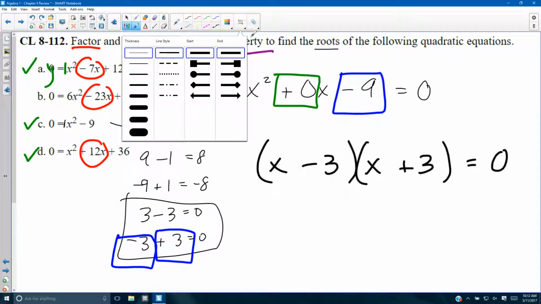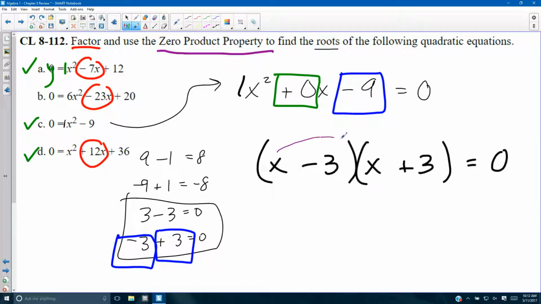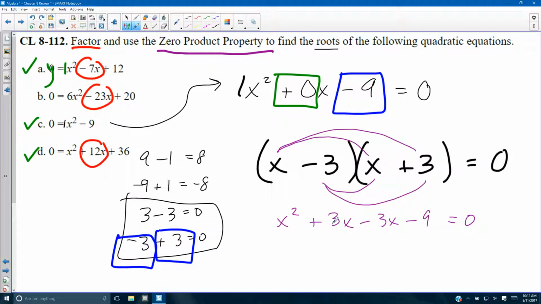Okay, how do you know if you're right? Well, you could double check this by distribution. I could multiply x by x by 3, negative 3 by x, negative 3 by 3, and combine like terms. X times x is x squared. X times 3 is 3x. Negative 3 times x is negative 3x. Negative 3 times 3 is negative 9. 3x minus 3x is 0, and you're left with this right here. So again, you go back to where you started, and you've said that you have the right factored form.